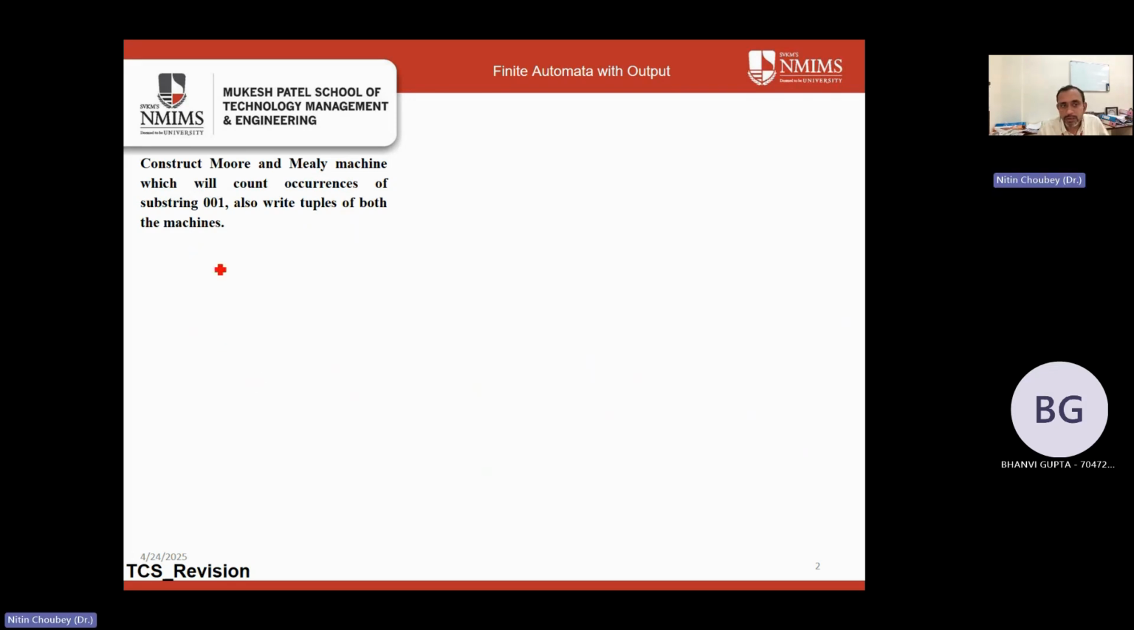So let's start with Moore machine. What does Moore machine say? In the case of Moore machine, the output is associated with state. That means each state represents some output associated with it. So let's go for it.